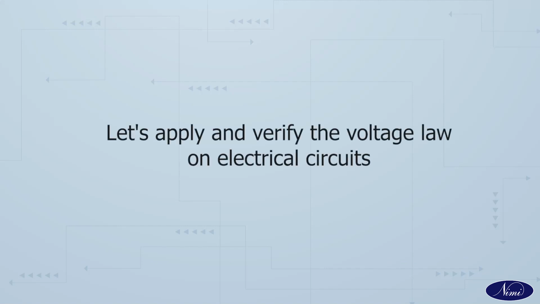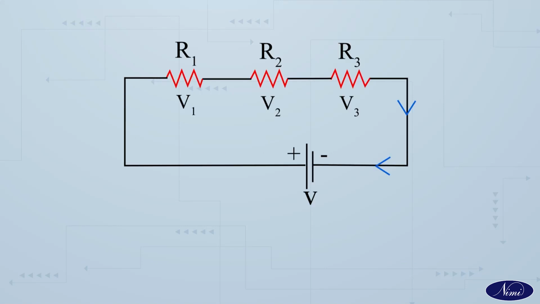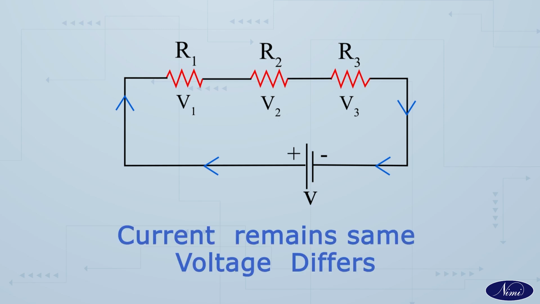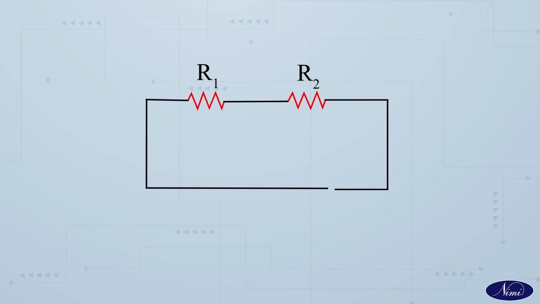Let's apply and verify the voltage law on electrical circuits. As we discussed earlier, while working with a series circuit, the current remains constant but the voltage differs across each element, depending on the resistance value. Assume that R1 and R2 are two resistors connected in series with voltage source V to form a closed circuit. Across each resistor R1 and R2, voltage drops exist as V1 and V2 respectively due to resistance.